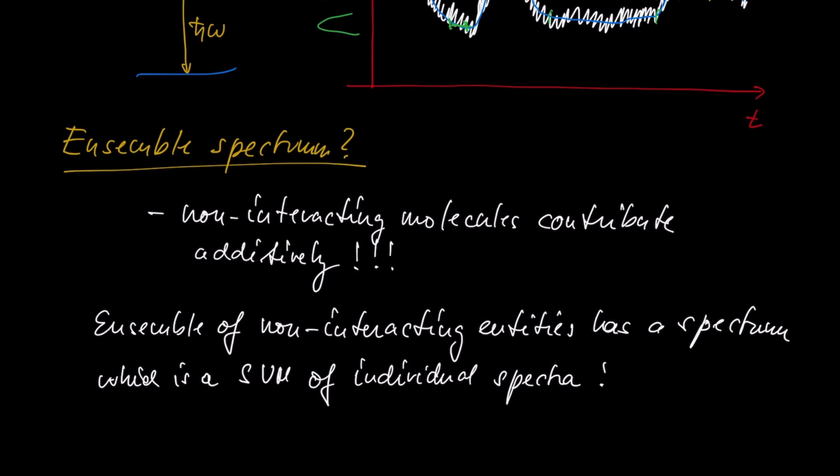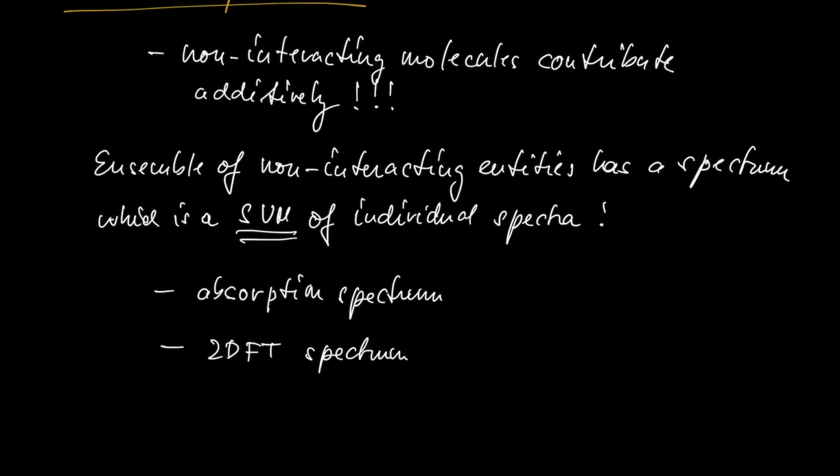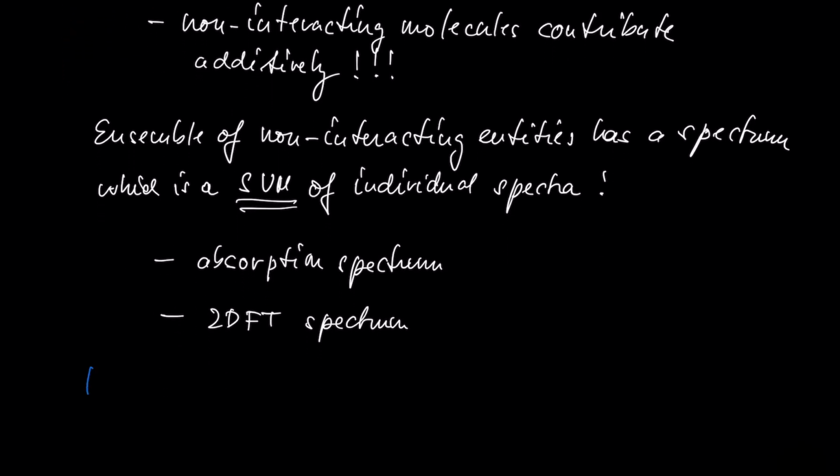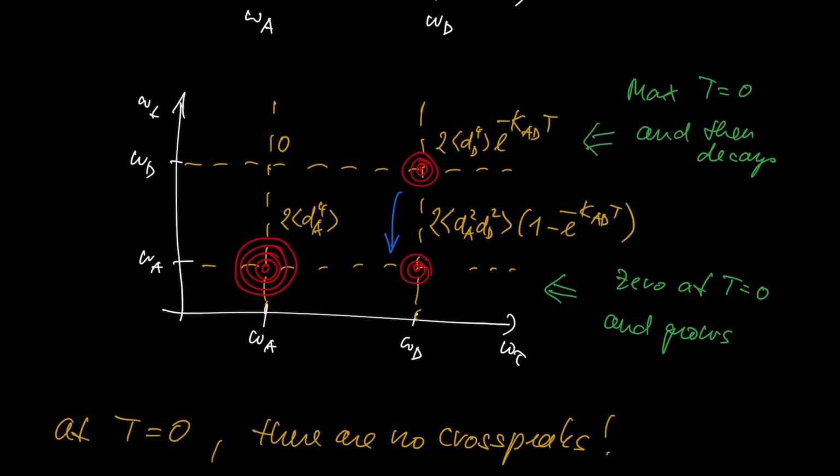That's an extremely important result, and it works for the absorption spectrum, and it also works for the 2D Fourier transform spectrum. So we can of course find a proof for this, a proof for the 2D FT spectrum. Well, that proof has already been done, and that's actually our considerations here.